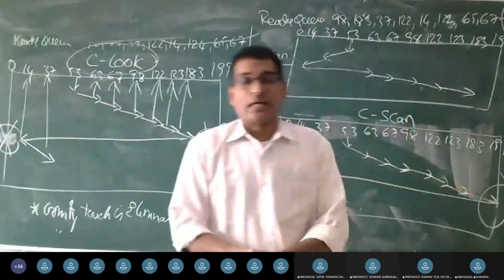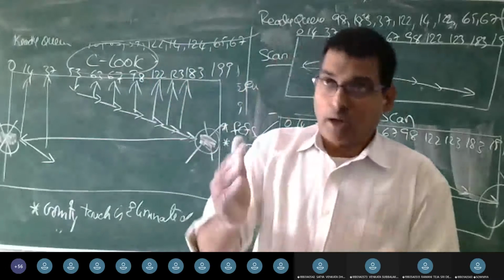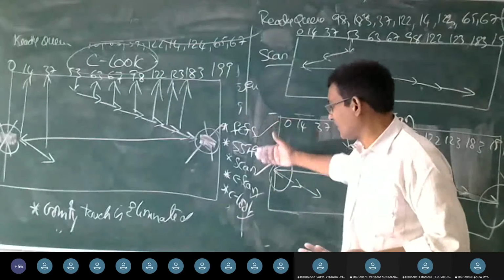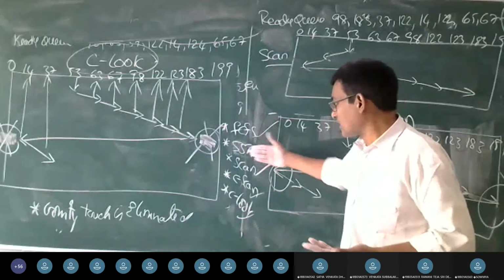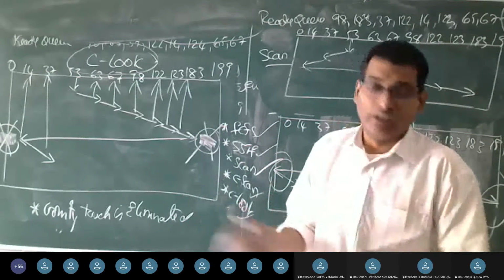Right? So in today's class, we talked about disk scheduling algorithms. We talked about five scheduling algorithms which fall under this. One is FCFS, two SSTF, shortest seek time first, then SCAN algorithm, C-SCAN algorithm, and C-LOOK algorithm.